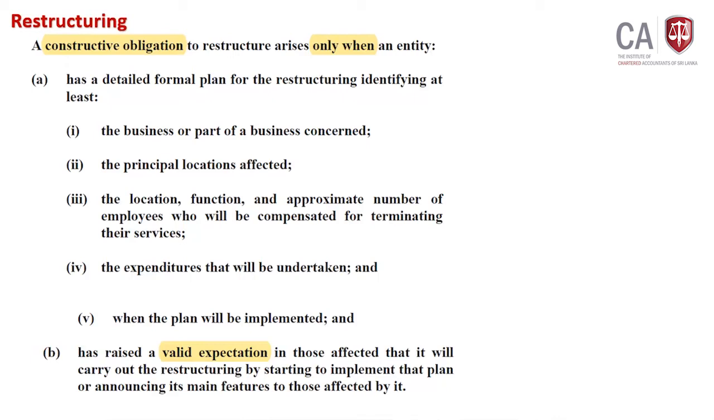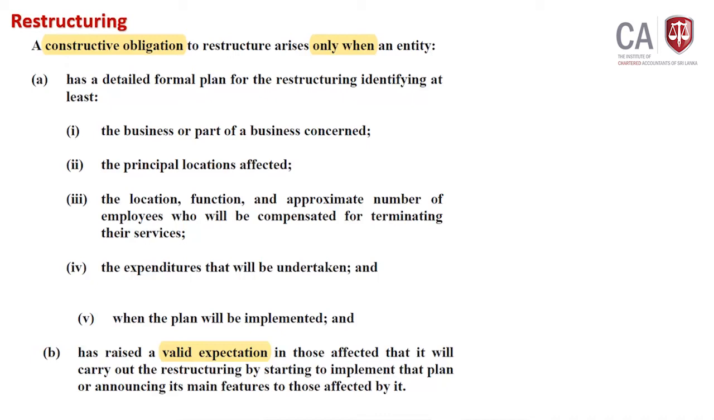And the locations, functions, and approximate number of people who will be compensated for terminating their service. Because of restructuring, sometimes people will lose their jobs. That also they have identified in their detailed plan. And the expenditures that will be undertaken also should be there in the detailed plan. And finally, when the plan will be implemented, the timelines.